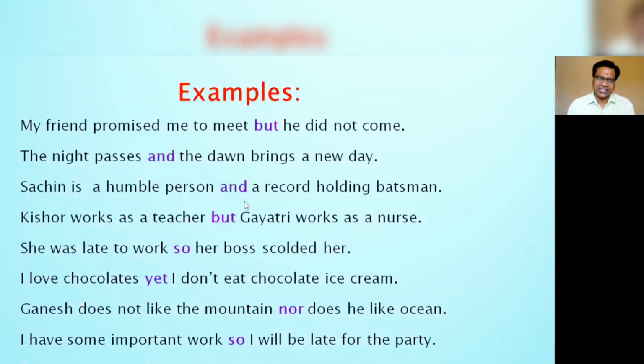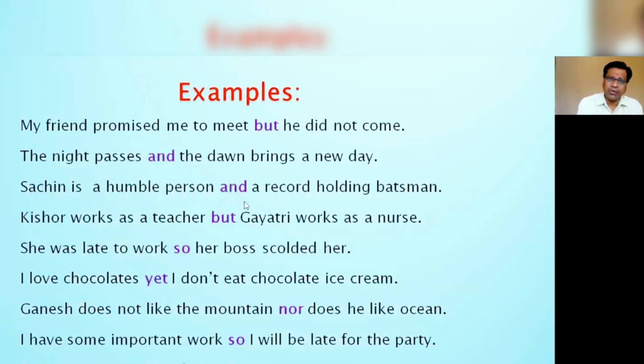So in the sentence, the night is the subject. It is third person singular number. You will use it for the night. Passes, P-A-S-S, is the base form, and passes is the S or ES form, as you call it. This is the first independent clause. The dawn brings a new day. The dawn means morning, the early time of the morning. It is the subject, and brings is the verb in the S form, that is, present form, followed by a new day.